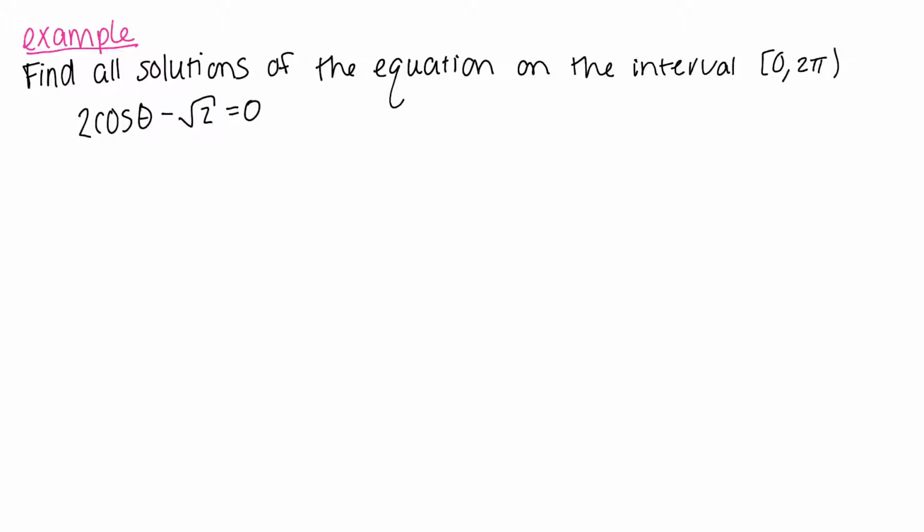So something to point out, trigonometric equations are trigonometric equations because they have trig in them. So this equation I have down here, 2 cosine theta minus root 2 equals 0. It's a trigonometric equation because of the cosine theta, which might be obvious, but I'm going to say it anyway. And we're asked to find all solutions of this equation on the interval 0 to 2 pi.